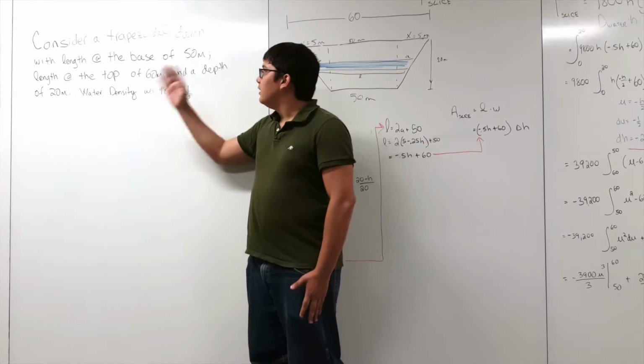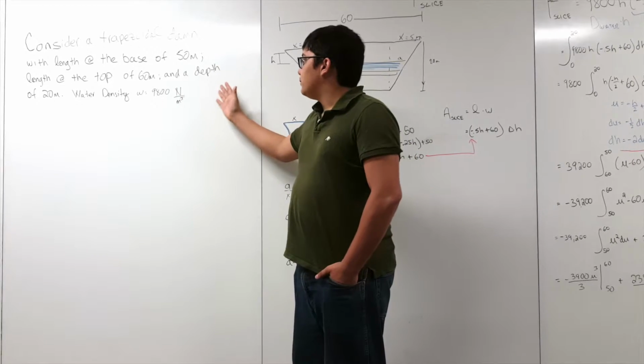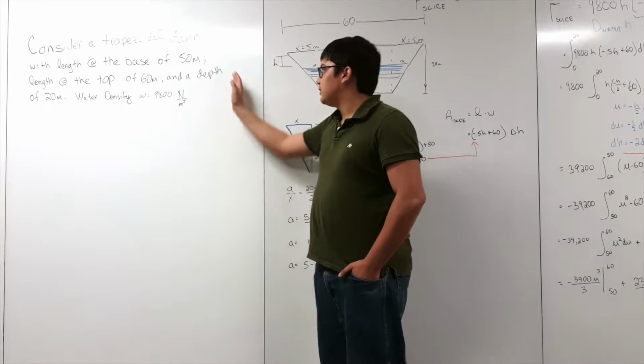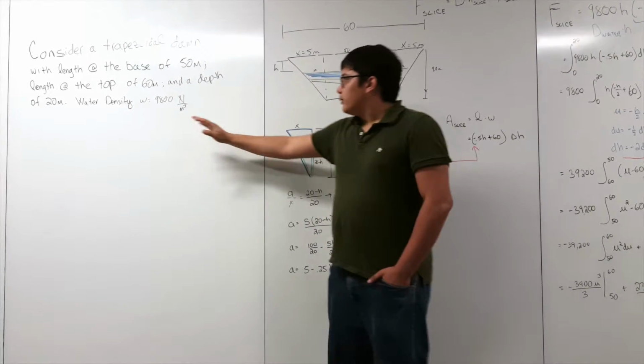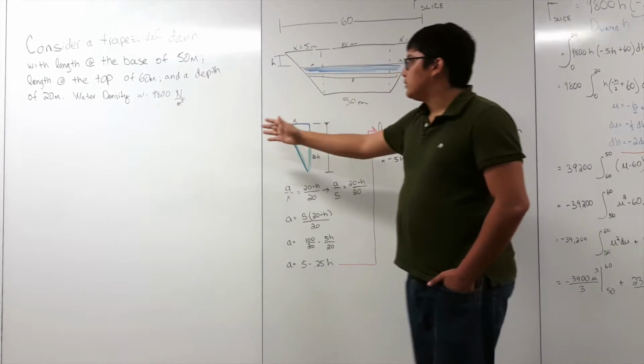So the problem states, consider a trapezoidal dam with length at the base of 50 meters and the length at the top of 60 meters and a depth of 20 meters, which essentially tells you the length of the trapezoid. And the water density is 9,800 newtons per meter cubed.